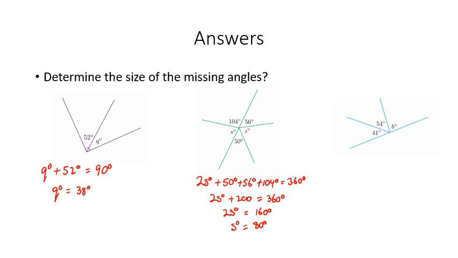In our last example, we know it's a straight line here, so that's going to equal 180 degrees, because the straight line or straight angle is 180 degrees. So therefore we've got b degrees plus 41 degrees plus 54 degrees is equal to 180 degrees. When I add 41 and 54, I get 95. So b is going to equal 180 take 95, and b is therefore going to equal 85 degrees.